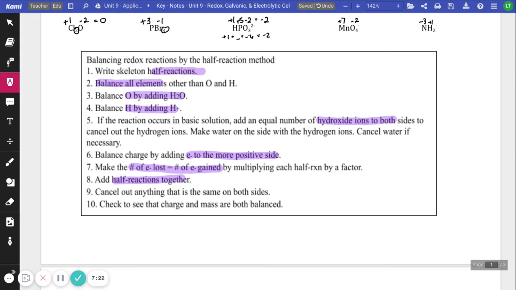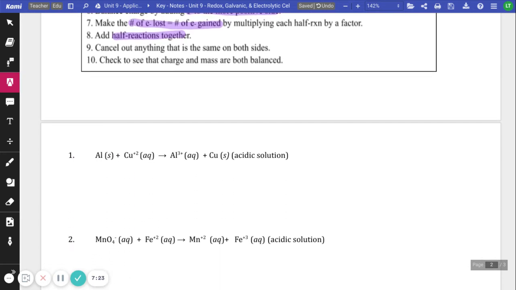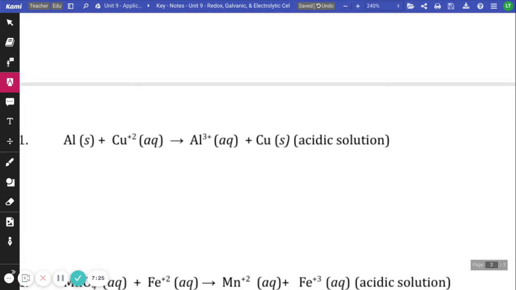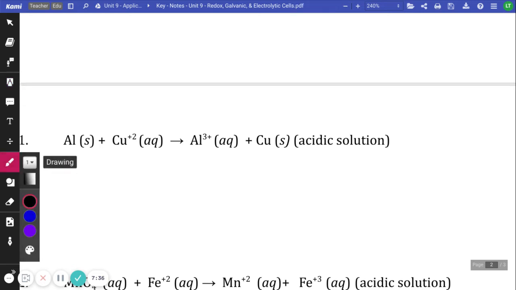Okay, so we're going to start with this first one. And this first one is a really good example of what we would be working with during this unit. So we have Al plus Cu +2 yields Al +3 plus Cu. And this happens in an acidic solution. Okay, so first thing we need to do is pull out our half reactions.